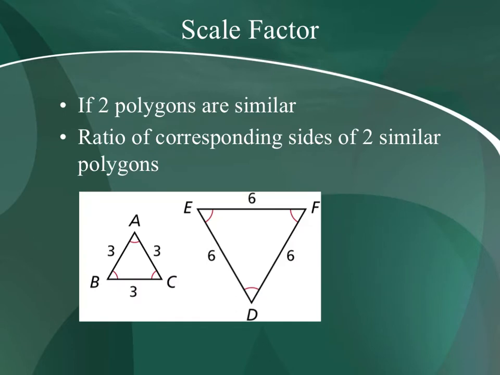Okay, the scale factor is the ratio of the corresponding sides. So if two polygons are similar, then I would take the side length of one of them and put it over the side length of its corresponding side in the second polygon. And the ratios will always be simplified.